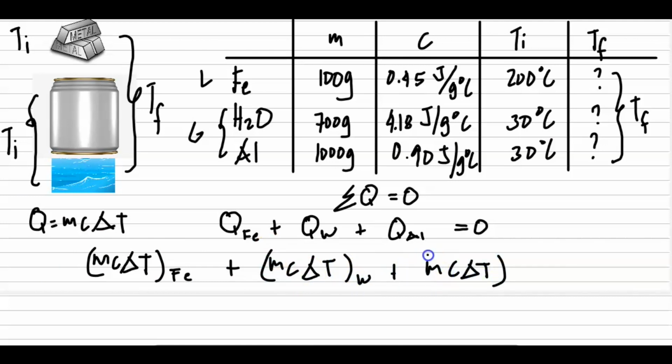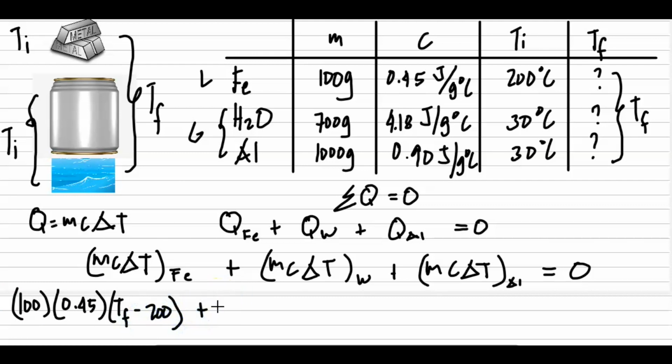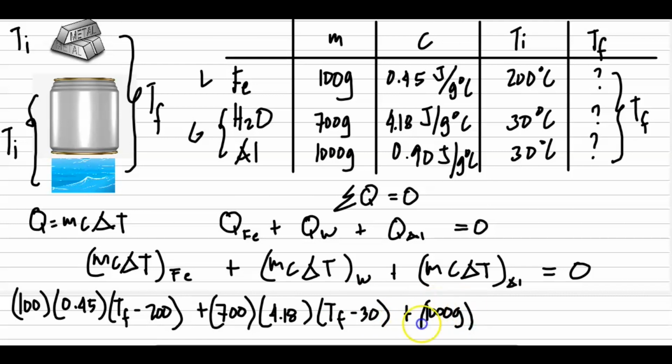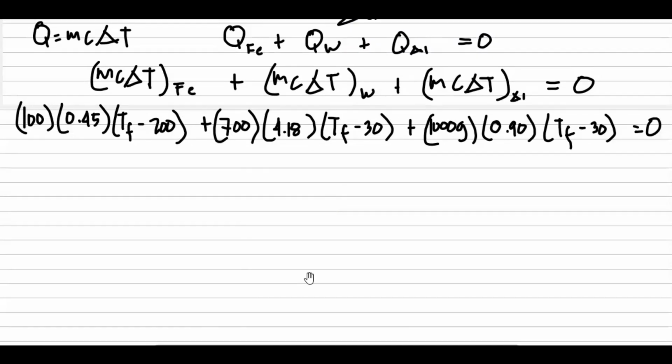So we have 100 times 0.45 times TF minus 200, that is for iron. I won't be writing the units so that it will fit in our board, but do take note that the units are very important when you're solving. For the water, we have 700 times 4.18 times TF minus 30. For the aluminum, we have 1000 grams times 0.90 times TF minus 30. All of this is equal to 0.